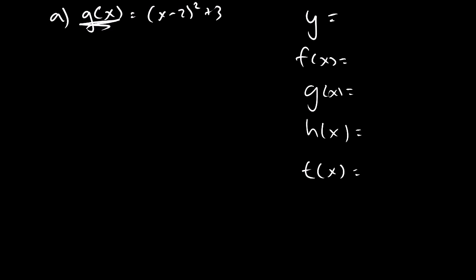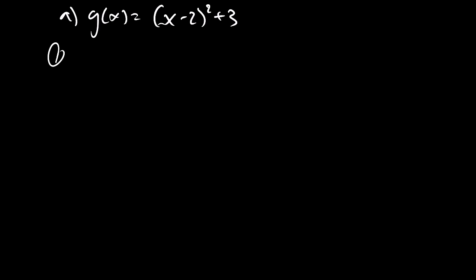So if we have different graphs, like x squared, x cubed, x to the 4th, x to the 5th, instead of saying the graph that's x to the 5th plus 2x plus 3, we could just say the t of x graph, or the g of x graph. It's just naming our functions: f of x, g of x, h of x, t of x, y. They're all just names for different functions. So, g of x is equal to (x minus 2) squared plus 3.